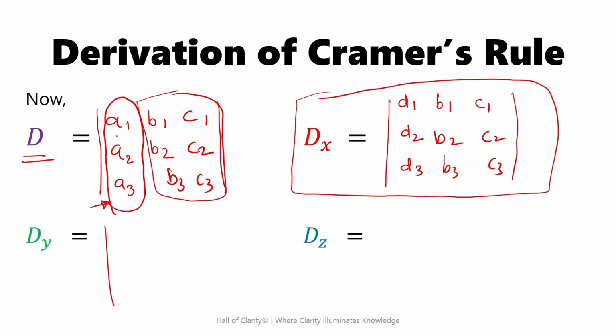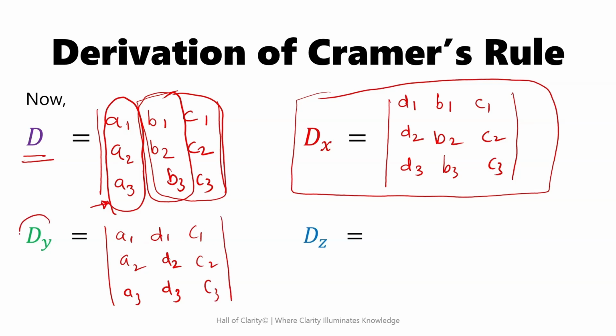In this, we all know that we replace the coefficients of y in determinant D with constants, and the remaining columns we write as they are. So a1, a2, and a3, these are coefficients of x. Coefficients of y will be replaced with constants, so d1, d2, and d3. Coefficients of z we will write as they are, c1, c2, and c3, and I will close this determinant. So in this way we write the determinant dy.